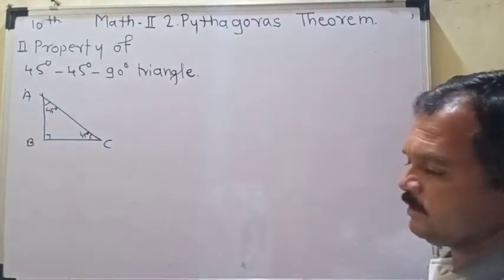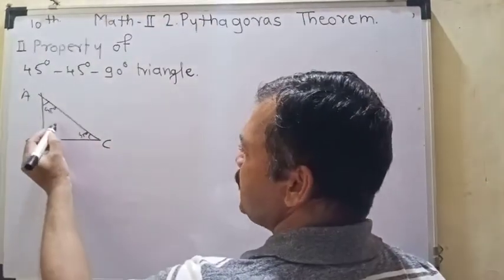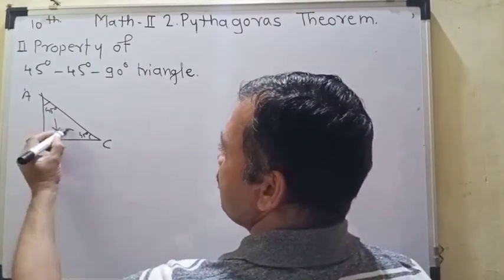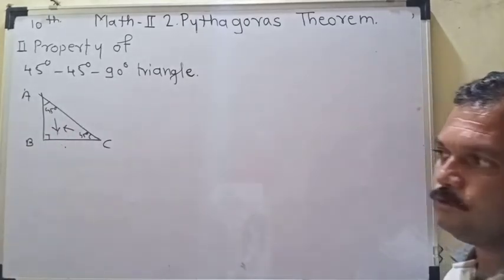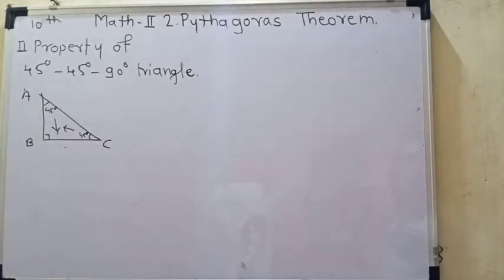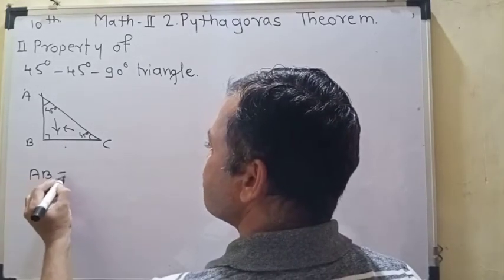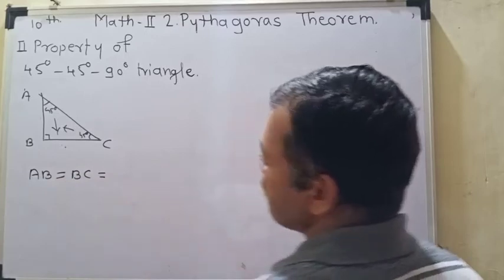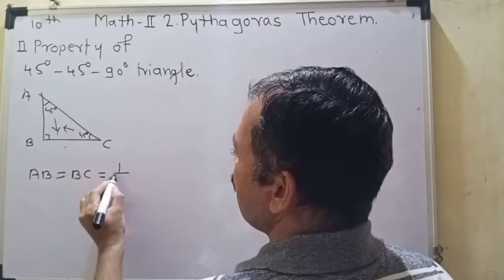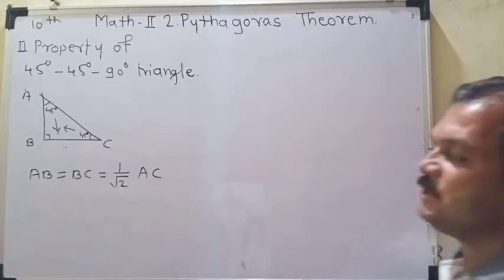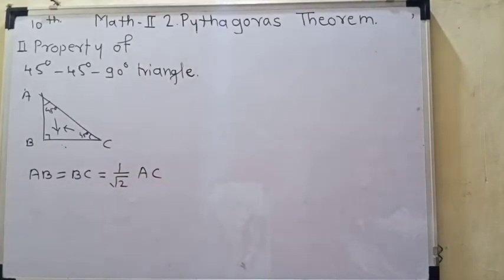Now here there are two sides, AB and BC. This is the opposite side of this 45 degree angle, and this is the opposite side of this 45 degree angle. And we have seen previously the isosceles triangle theorem: the opposite sides of equal angles are equal. Therefore, AB is equal to BC is equal to 1 upon root 2 times the hypotenuse AC.